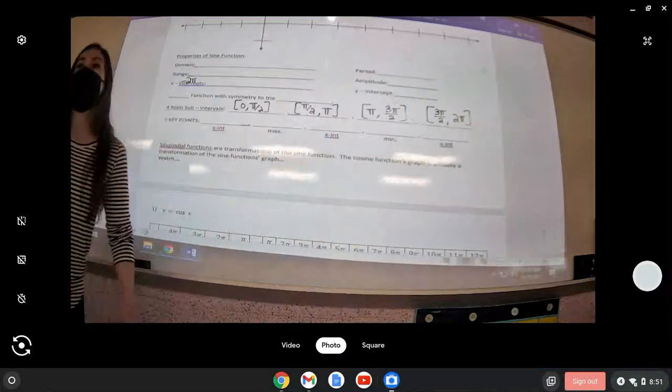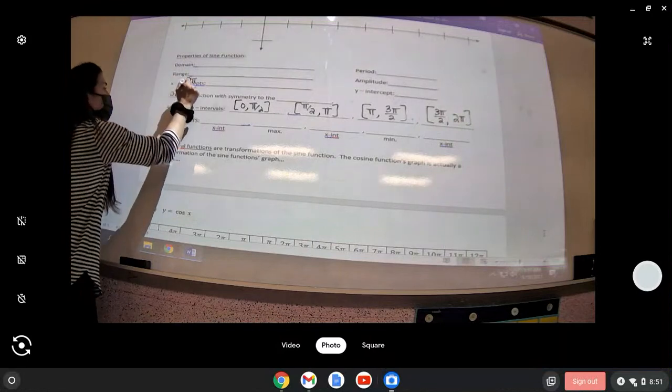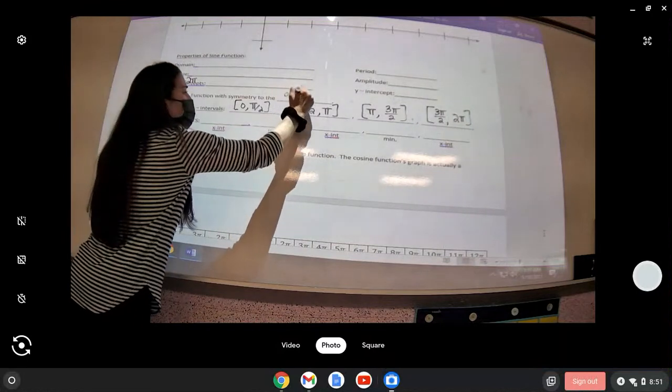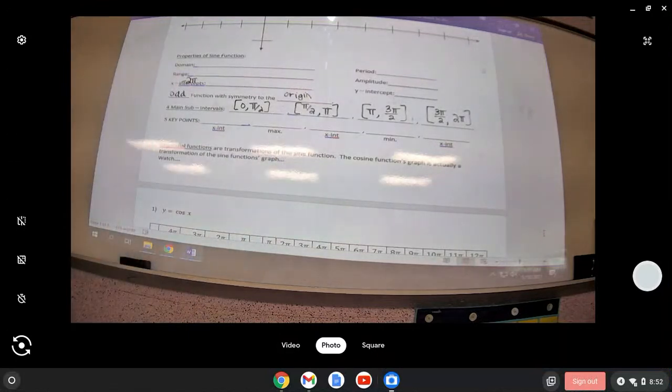Is there anything that we could go on for the function with symmetry? So this was an odd function with symmetry to the origin. The sine function was an odd function that had symmetry to the origin.